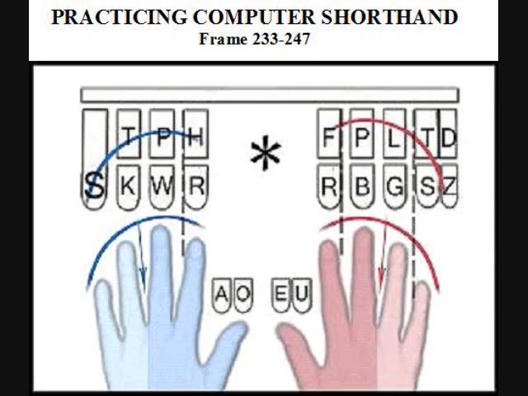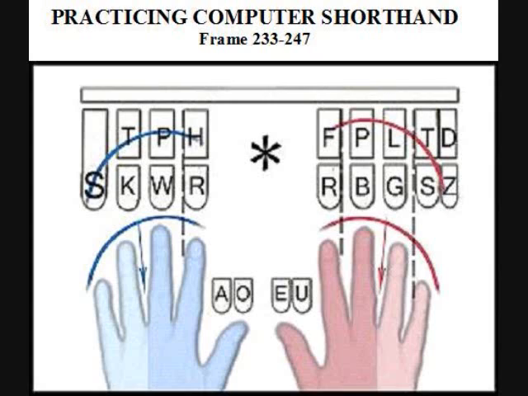Okay, frame 237, knows, K-N-O-W-S. He knows, she knows. Okay, frame 238, knew, K-N-E-W. I knew, you knew, he knew, she knew, we knew, they knew.